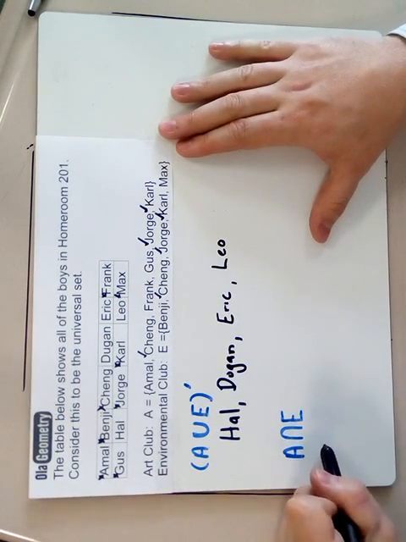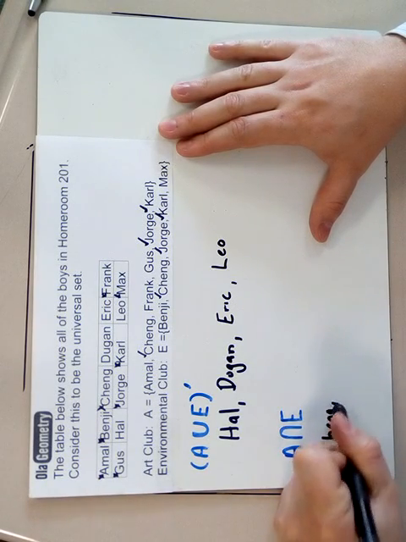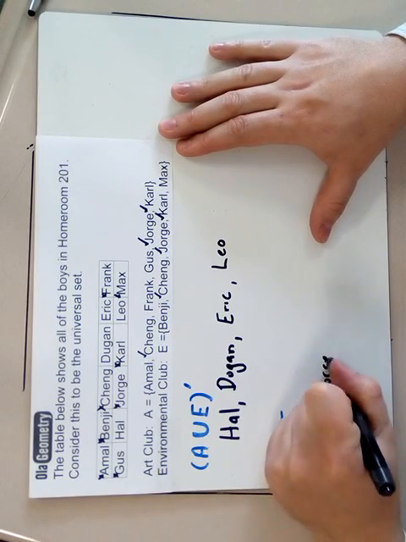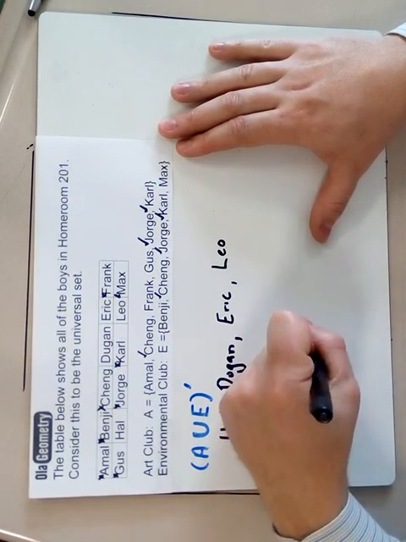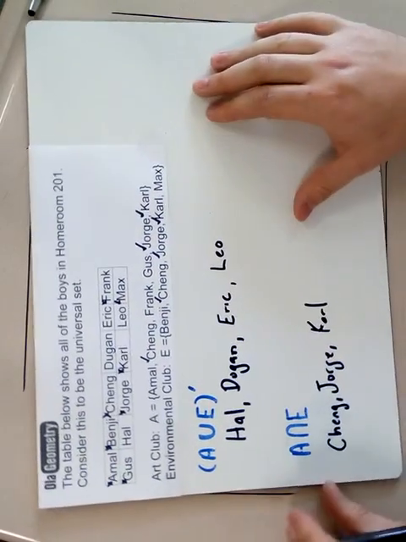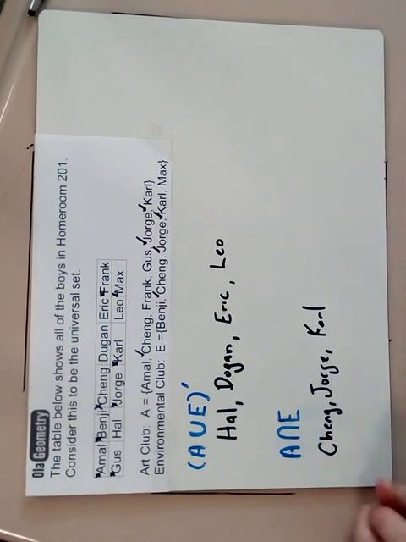So I have Cheng, George, Carl. Okay, it's not particularly important what order they're in, as long as you get them all written down. Alright, let's take a look at the next example.